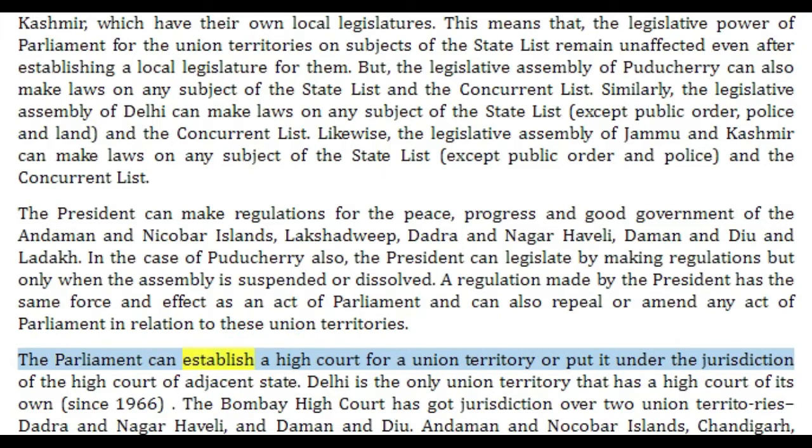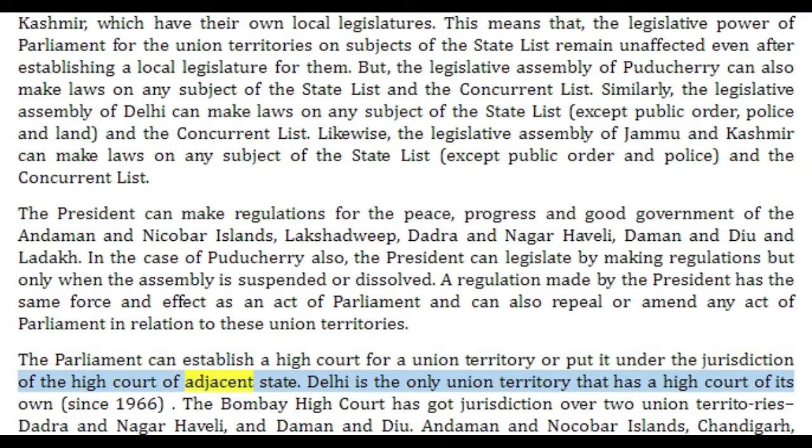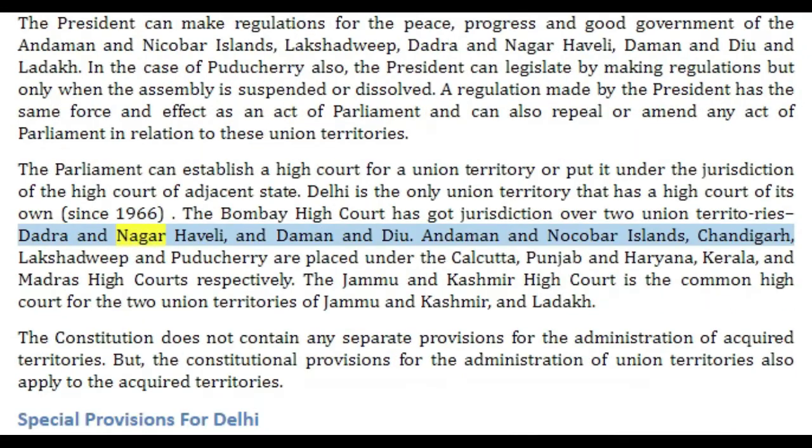The Parliament can establish a High Court for a Union territory or put it under the jurisdiction of the High Court of adjacent state. Delhi is the only Union territory that has a High Court of its own, since 1966. The Bombay High Court has got jurisdiction over two Union territories, Dadra and Nagar Haveli, and Daman and Diu. Andaman and Nicobar Islands, Chandigarh, Lakshadweep and Puducherry are placed under the Calcutta, Punjab and Haryana, Kerala, and Madras High Courts respectively.